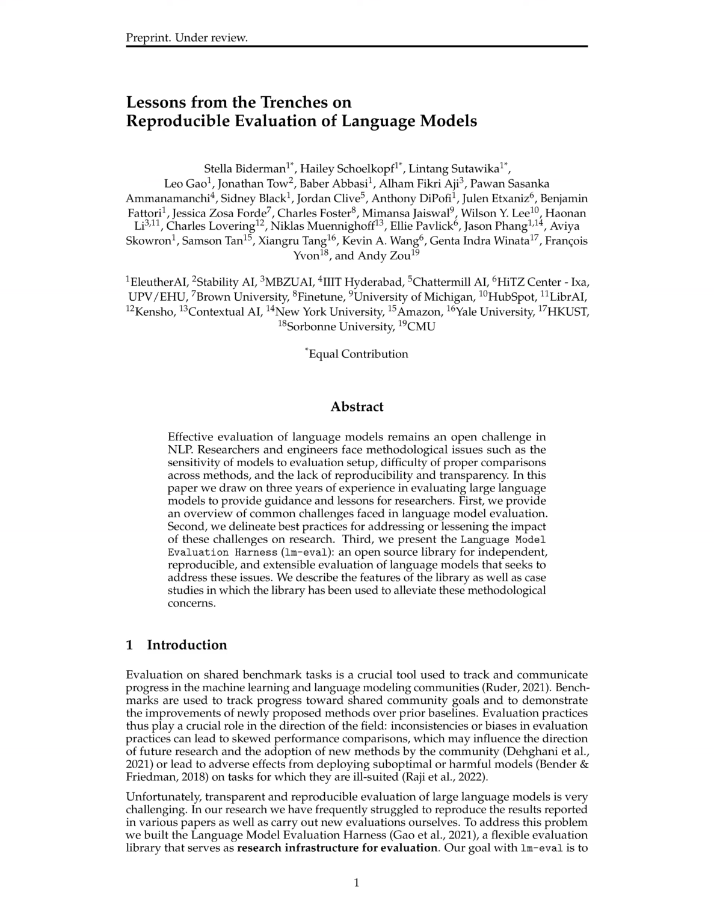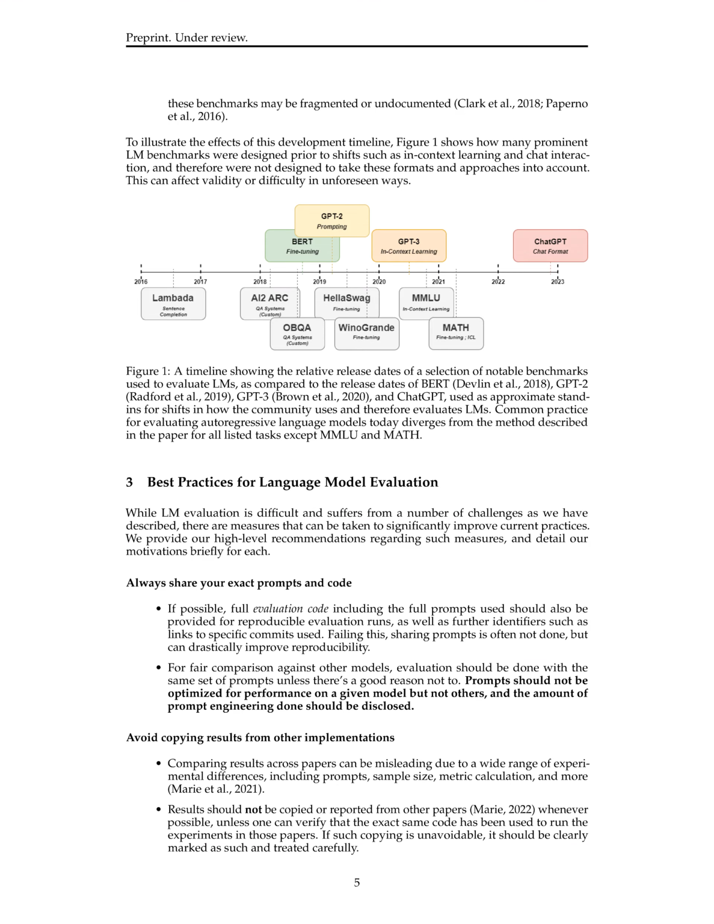The language model evaluation harness aims to provide a flexible evaluation library that serves as research infrastructure for evaluation, enabling researchers to run any benchmark on any model easily. It encourages sharing exact prompts and code, avoiding copying results from other implementations, providing model outputs, performing qualitative analyses, and measuring and reporting uncertainty to improve evaluation rigor and transparency.